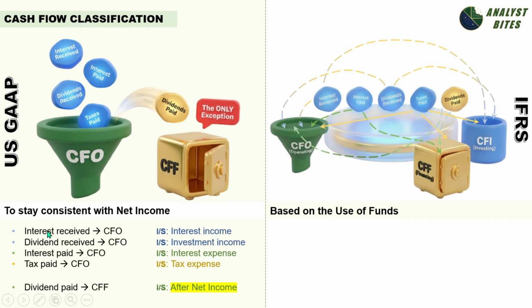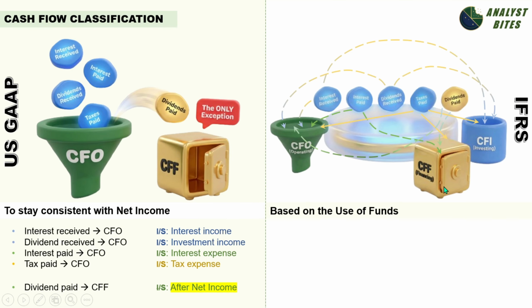Interest income, interest expense, dividend income, and taxes are all recorded on the income statement. So under US GAAP, they must all be included in CFO. Notice dividends paid. Dividends are distributed after net income is calculated. They are not part of net income, so they are naturally classified as CFF.